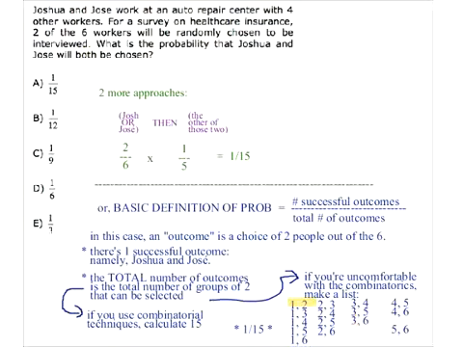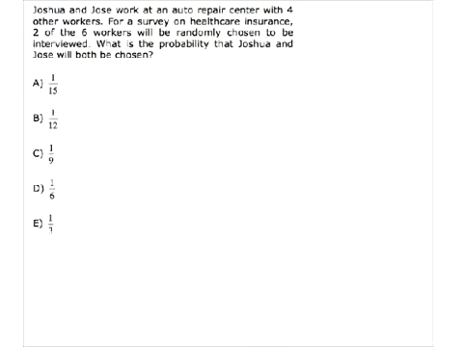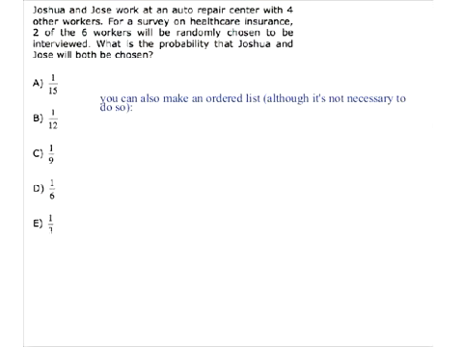If you do consider the choices as ordered, you can also do the problem that way. It'll take you twice as long, but you can also make an ordered list, although it's not necessary here. If you make an ordered list, then you just get twice as many. You're just going to get each group 2 times. You don't need to make an ordered list here because you're not multiplying probabilities. But if you do, you'll still get the problem right. It'll just take longer.